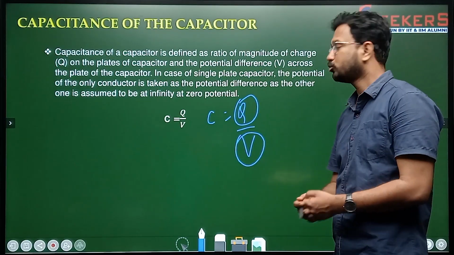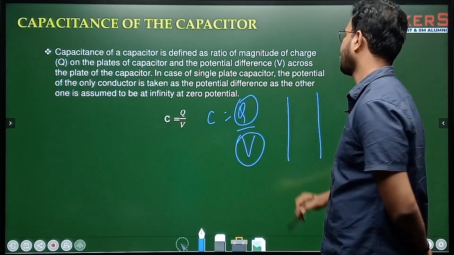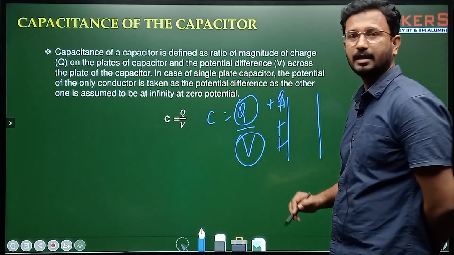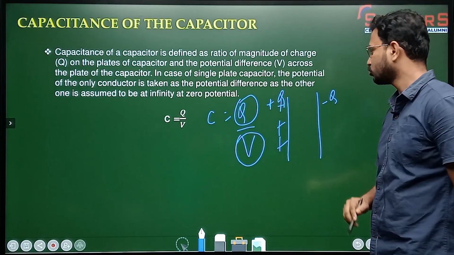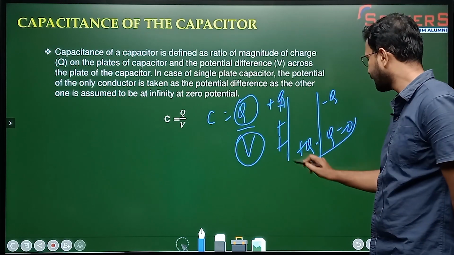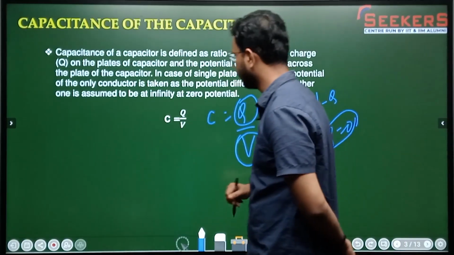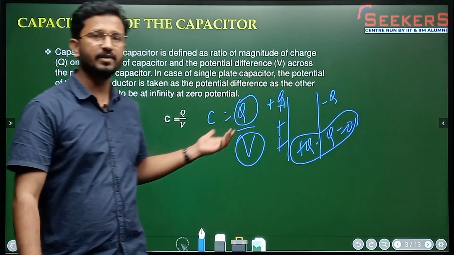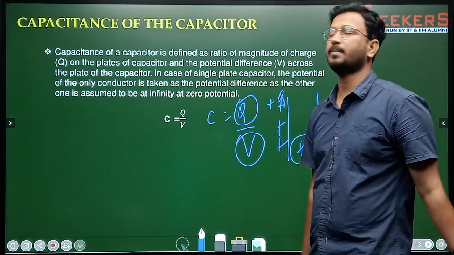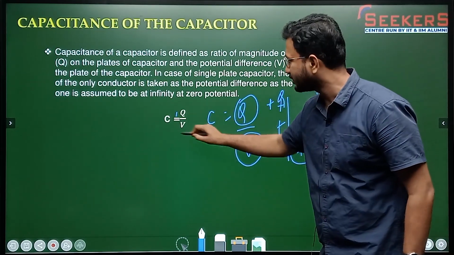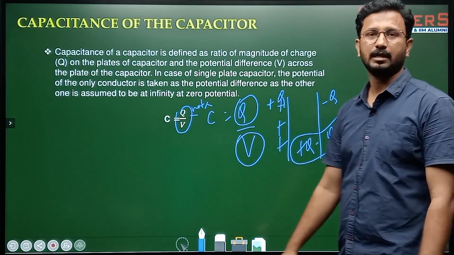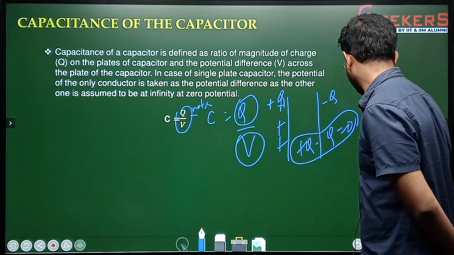Now if you see here, the total overall charge on the capacitor is 0, because if one plate consists of plus Q charge, another contains minus Q charge. So the overall charge, plus Q and minus Q, becomes 0. But it does not mean that this Q will be 0. This Q is basically the positive charge on one of the plates of the capacitor. This is not the net charge. This is the charge on the positive plate of the capacitor. C is equal to Q by V.